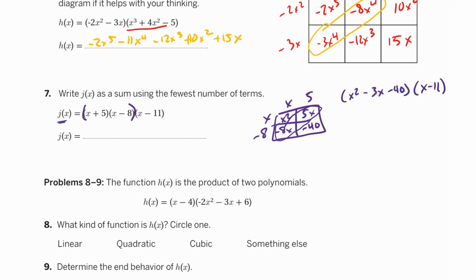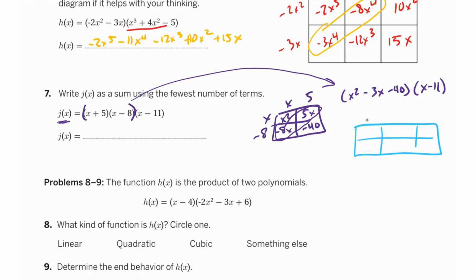So I just took j of x here, multiplied these two terms, and then left that x minus 11 on the outside. And now I'm going to be doing what we did for number 6 with a 2x3 box to help me find my final answer. x squared, negative 3x, negative 40, x, and negative 11. This 11 is going to be kind of annoying to deal with, but that'll be okay. Negative 3x squared, positive 33x. What does that do? Negative 40x and positive 440.